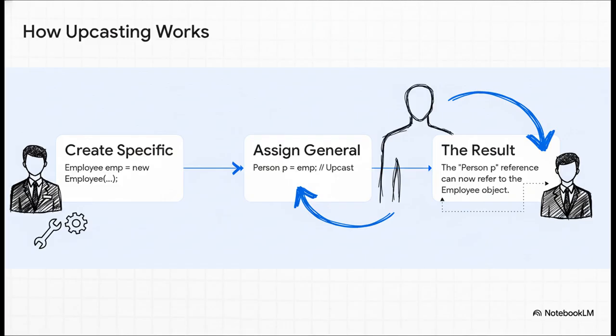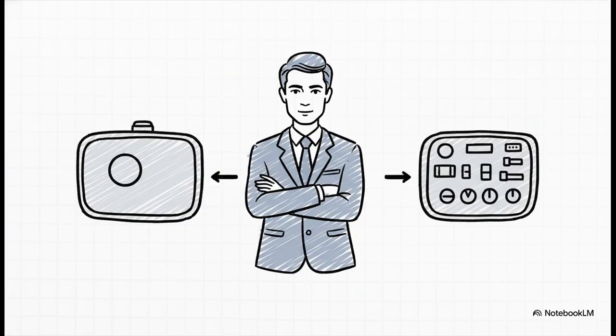We've basically chosen to forget all the nitty-gritty details about it being an employee, and we're just treating it like any old person. And this is so important to get. The actual employee object in memory hasn't changed one bit. It's still an employee with all its employee stuff. All we've changed is our perspective, the type of remote control we're using to interact with it.